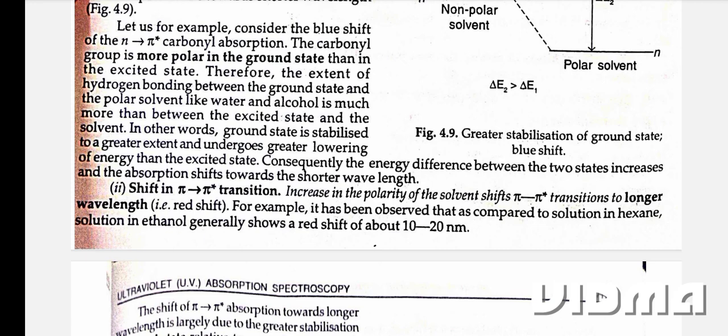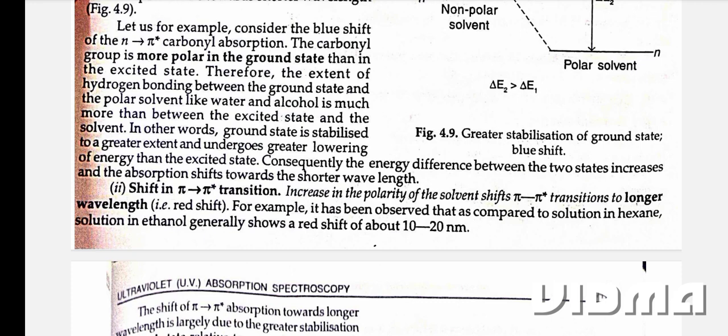The carbonyl group is more polar in the ground state than in the excited state. Therefore, the extent of hydrogen bonding between the ground state and a polar solvent like water and alcohol is much more than between the excited state and the solvent. In other words, the ground state is stabilized to a greater extent and undergoes greater lowering of energy than the excited state. Consequently, the energy difference between the two states increases and the absorption shifts towards the shorter wavelength.